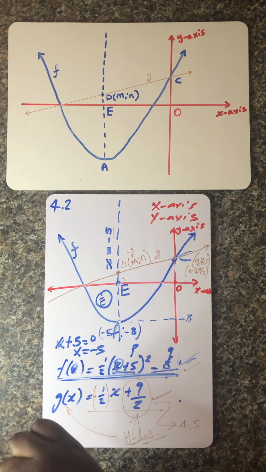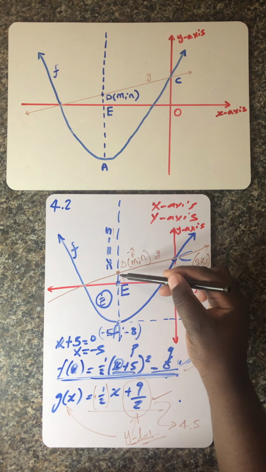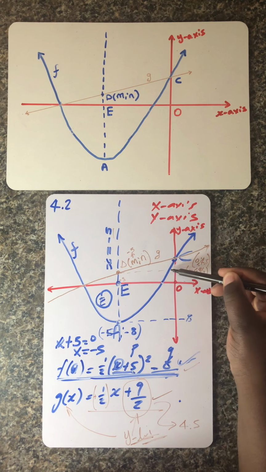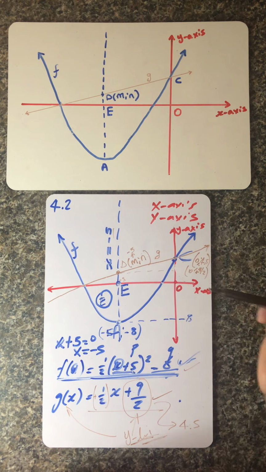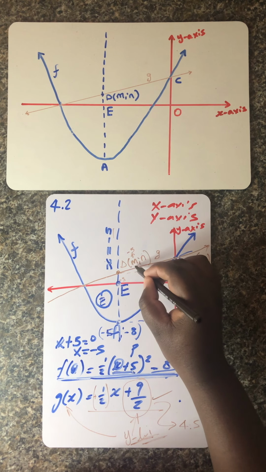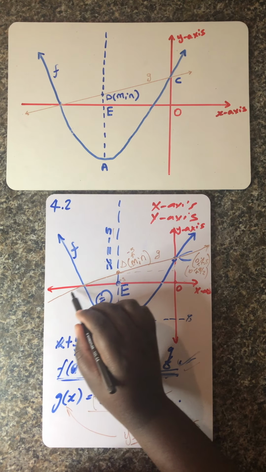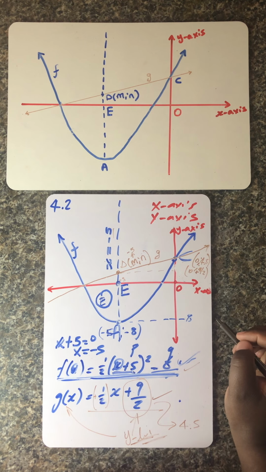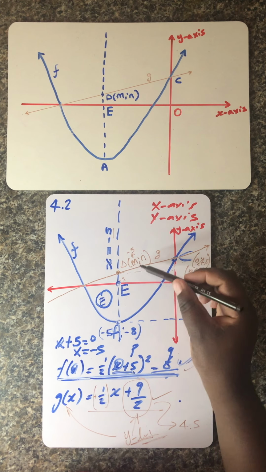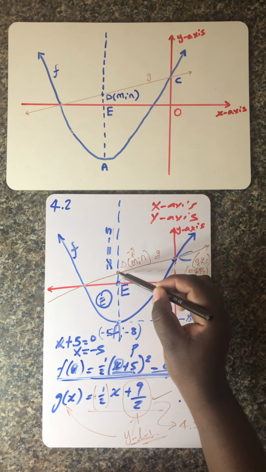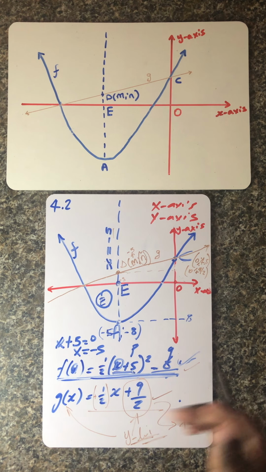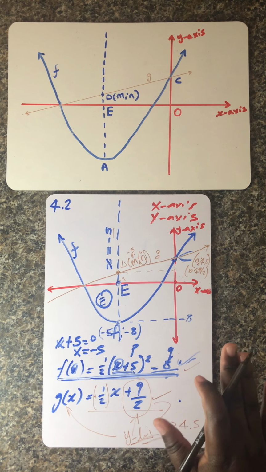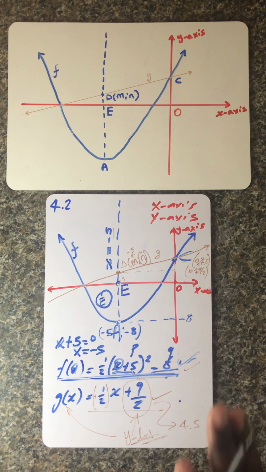Okay, guys, what we don't know is the y value at that point. For us to find it, we just substitute the x value into the formula for the graph of g. In that way, we'll know the corresponding y value at that point, which would be our N.